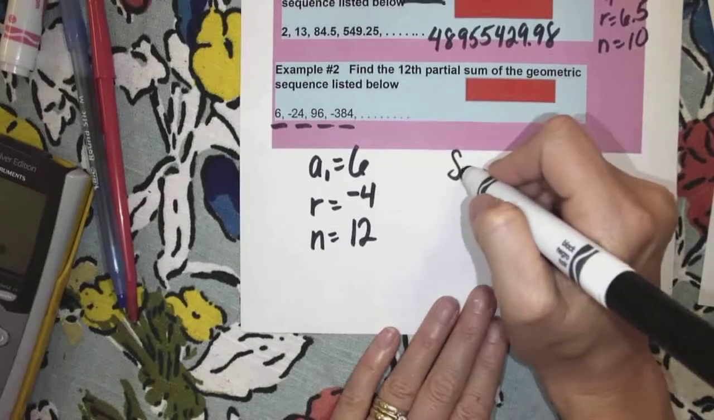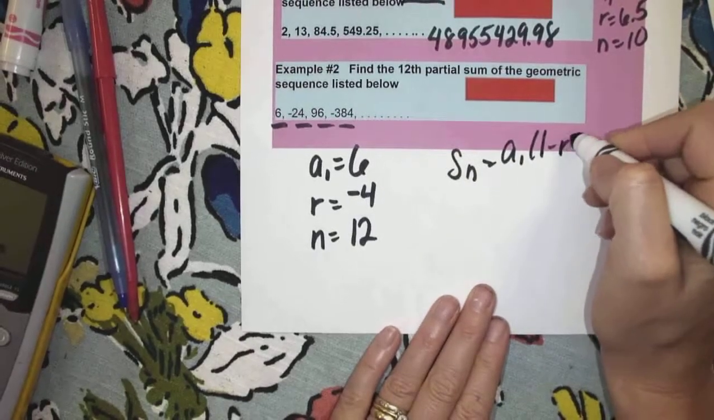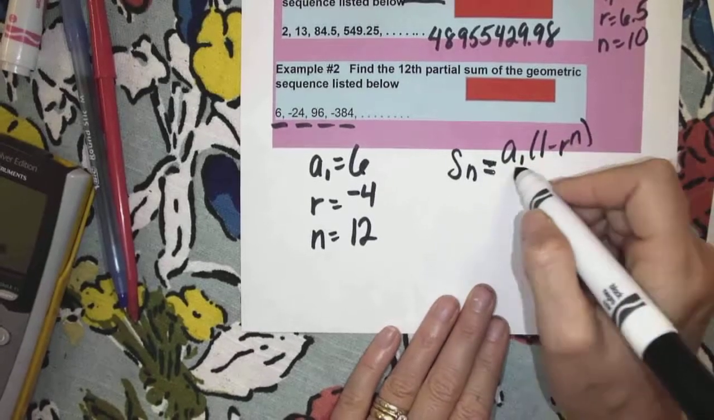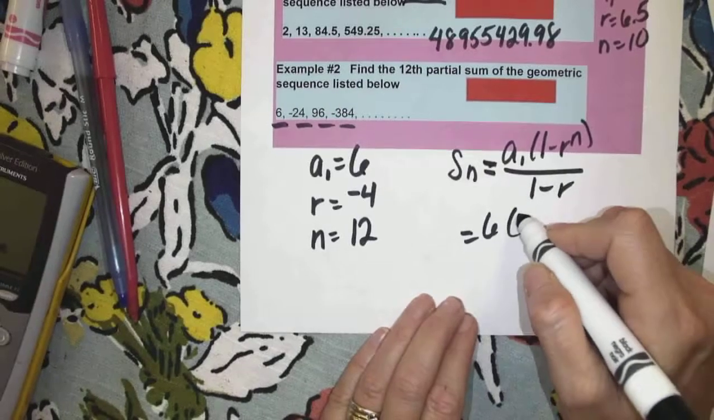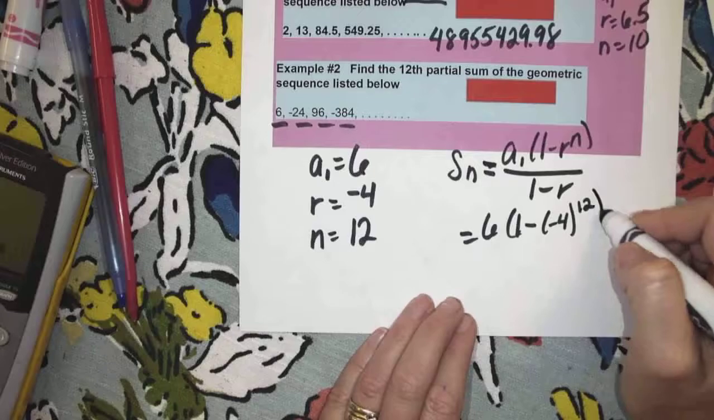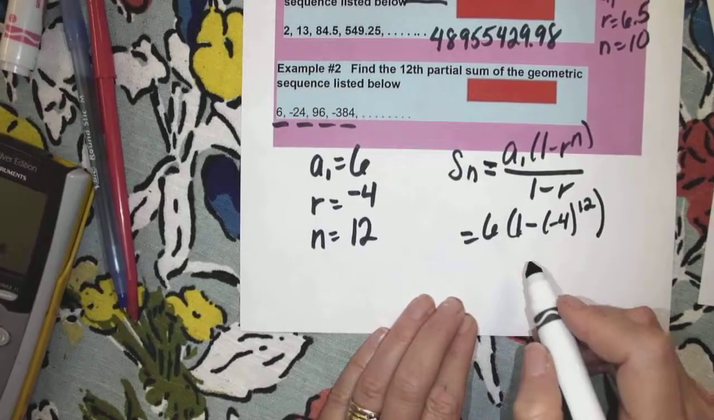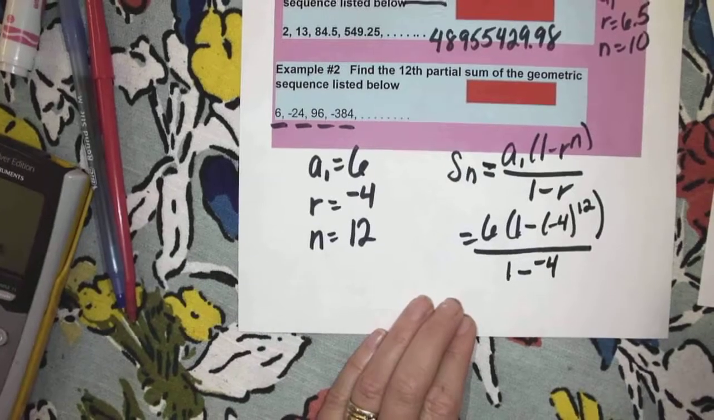So I'm going to write the formula again so you can see it. Then I'm going to substitute in the information. 6, 1 minus, my R value is -4, raised to the 12th power, then close my parenthesis on the top. On the bottom, 1 minus my R, which is -4.